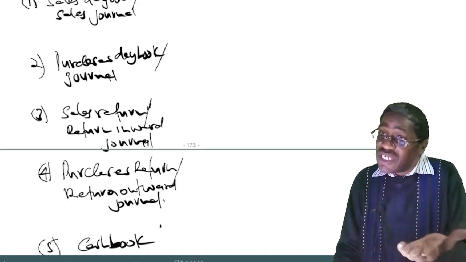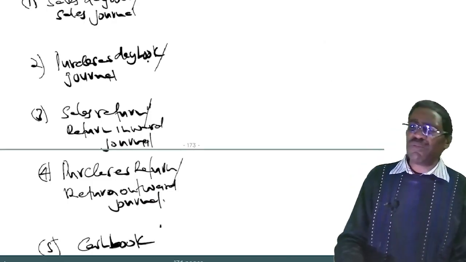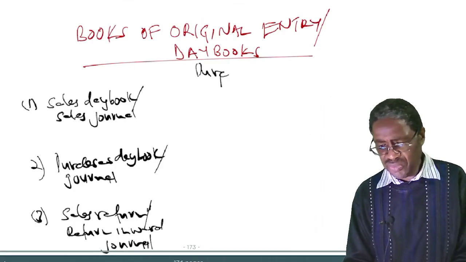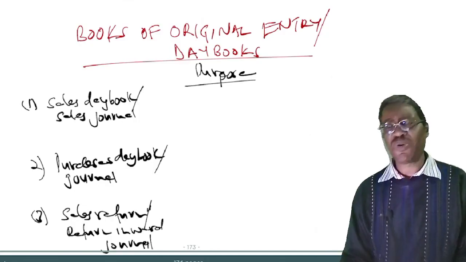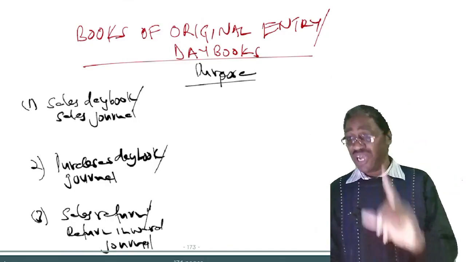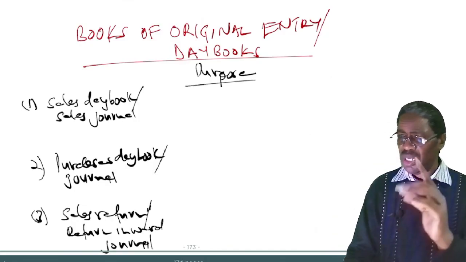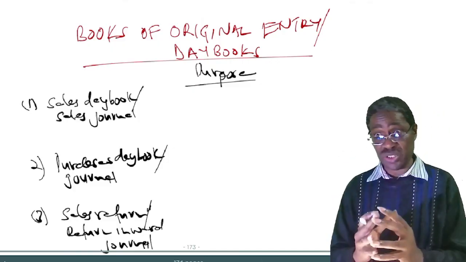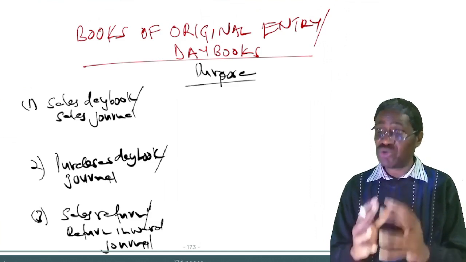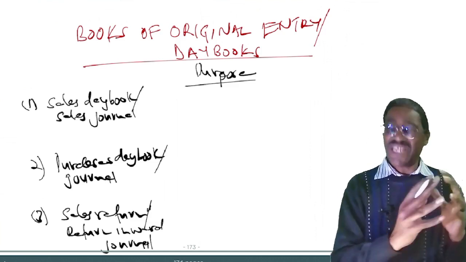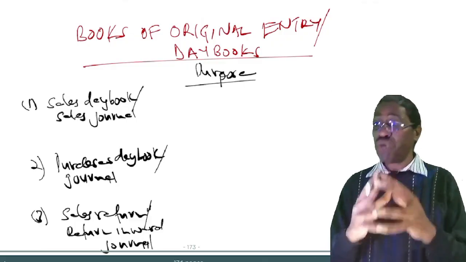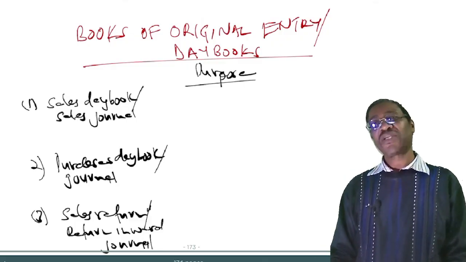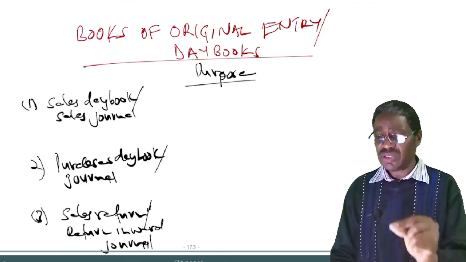From the name itself, it can tell you. But let us now mention what is the purpose of each journal. What is the purpose of each journal? Now, I have told you, listen, before a transaction is recorded in a ledger account, that transaction should first be recorded in a daybook, or what we call a book of original entry.